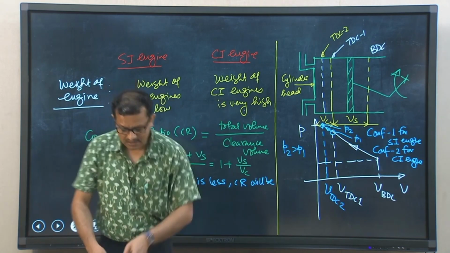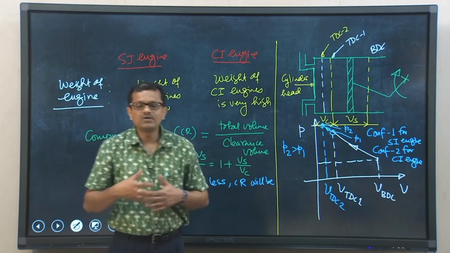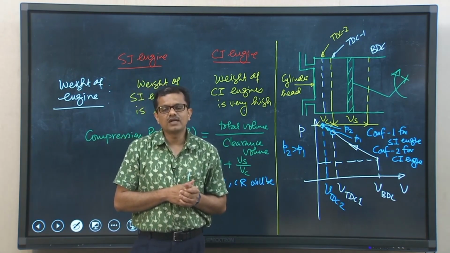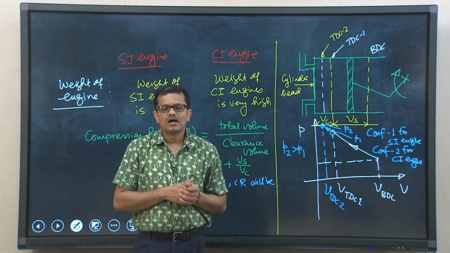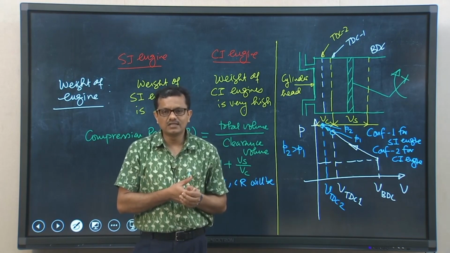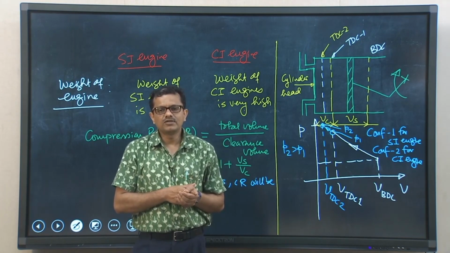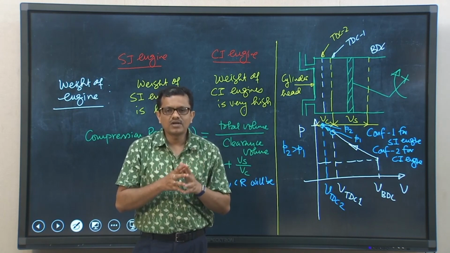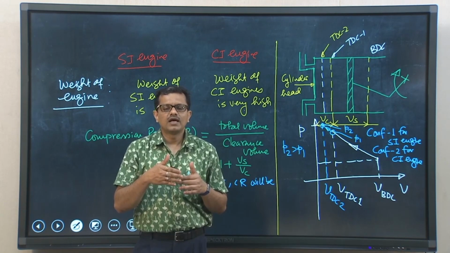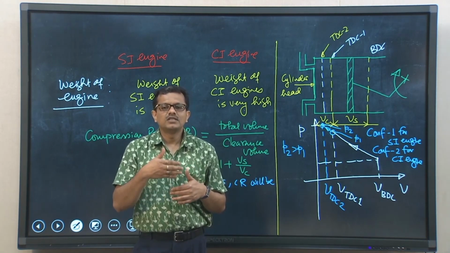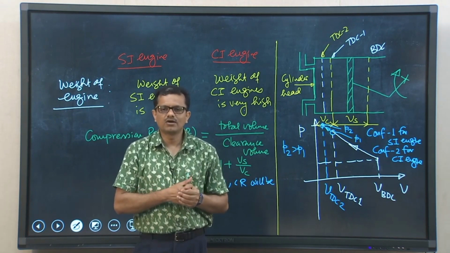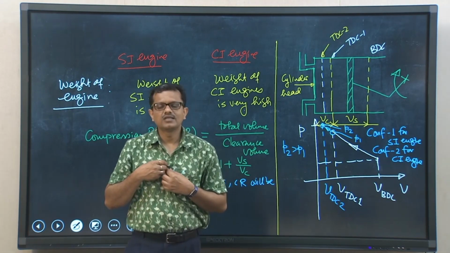So, to summarize today's discussion, we have tried to discuss about the most important difference between 4-stroke and 2-stroke cycle engines. Afterward, we have discussed about the fundamental differences between CI and SI engines, and finally, we have introduced one important terminology, that is compression ratio. We have defined, and then we have discussed the consequence of the higher compression ratio in the context of internal combustion engine. With this, I stop here today.